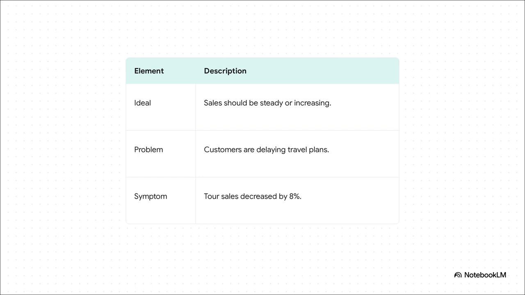But now, watch what happens. The second we start plugging these bits of information into our blueprint, bam, order starts to appear from the chaos. The ideal? Increasing sales. The problem? Customers are delaying travel. The symptom? That 8% drop. See? Suddenly, it's all starting to make sense.